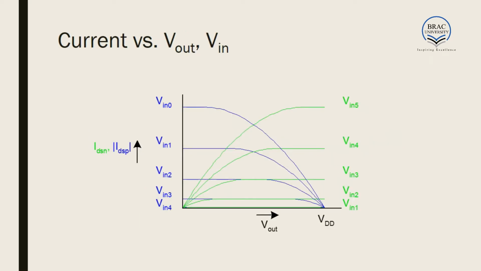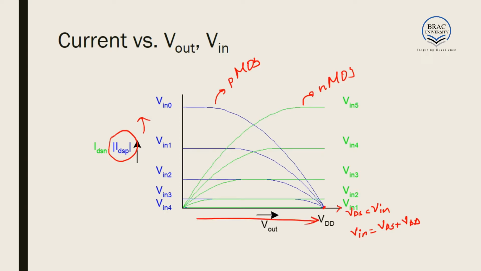Now let us observe the IV characteristics of NMOS and PMOS together. This is the IV characteristics of NMOS, and this over here is the IV characteristics of PMOS. One thing to be noted is that we have taken modulus of current, which makes the current value of PMOS positive, and for the NMOS we have plotted VDS, which is equal to the input Vin. For the PMOS also we have plotted Vin, which is equal to VDS plus VDD. Because of this, the voltage point has shifted by VDD towards right.